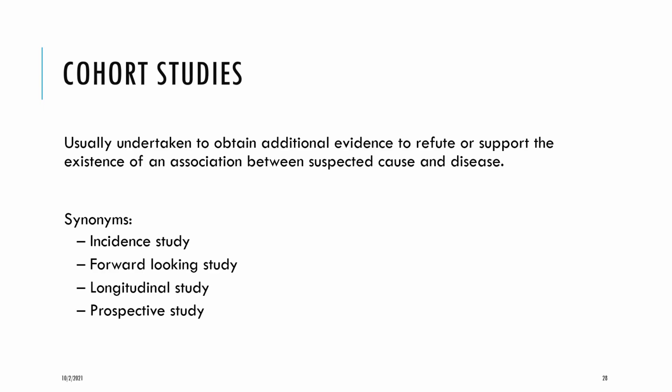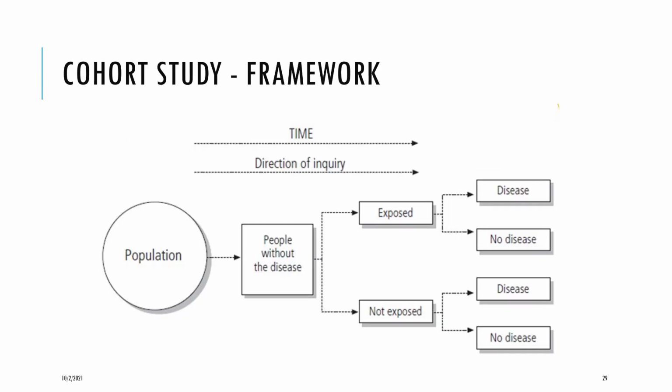Now moving on to the next type, which are our cohort studies. Opposite to case control studies, a cohort study is one that goes into the future. So synonyms include incidence study, forward-looking study, longitudinal study, or prospective study. A major difference between cohort studies and case control studies is that in case control studies, we go from effect to cause, whereas in cohort studies, we go from cause to effect. So we select a population, all of them without our effect, which is the disease.